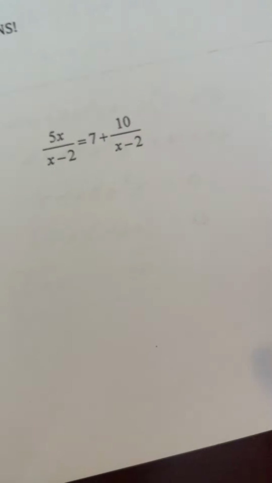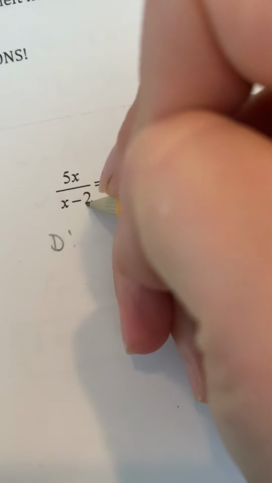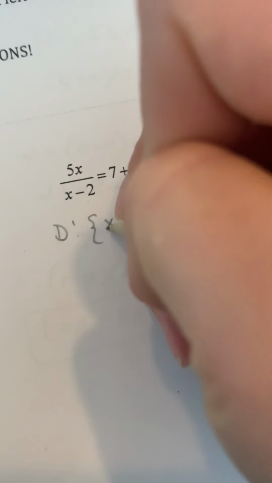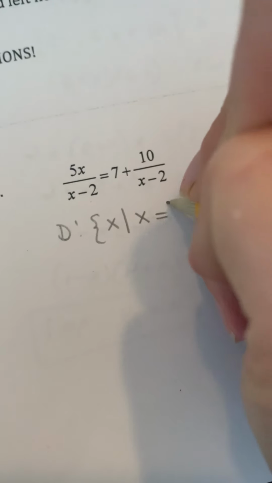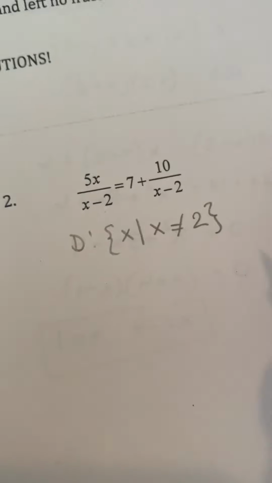Number 2, we want to find that domain first. And again, everything is factored. So my domain, if I set this to 0, I'm going to get a positive 2. So that means x can be anything but positive 2.